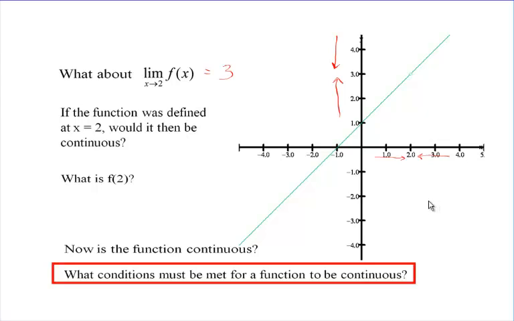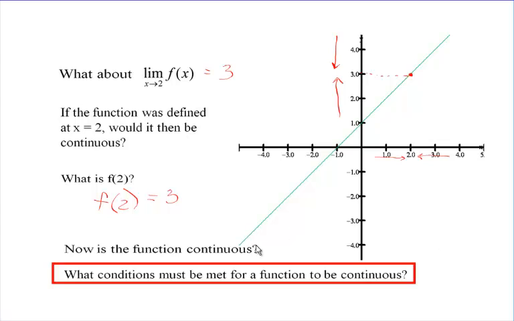If the function was defined at x equal 2, would it then be continuous? Let's darken in that hole. Now we have an output value at x equal 2. When I put 2 into this function machine, it yields an output value of 3. So yes, the function exists, the output does, f of 2 exists, and equals 3.